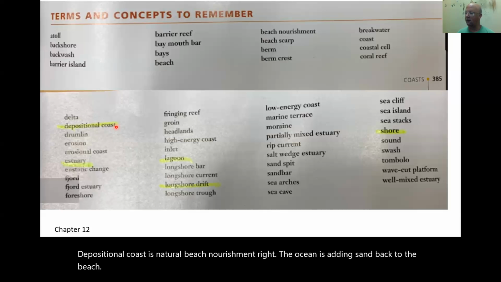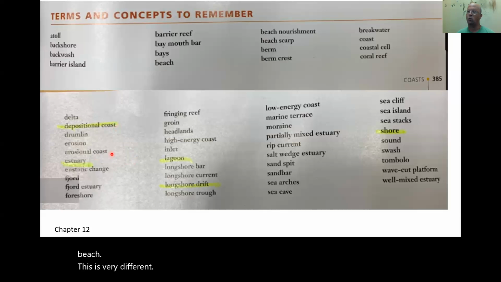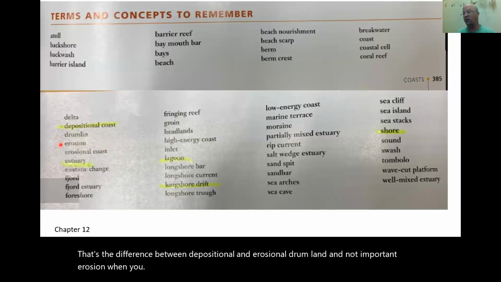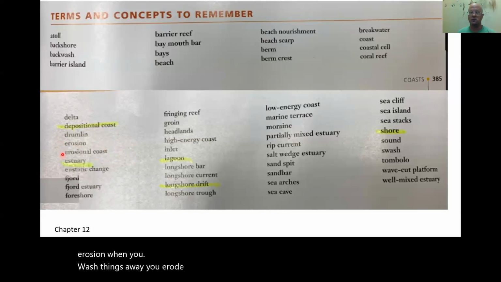This is very different than what's known as an erosional coast. Typically lots of energy, sand is washed away, right? That's the difference between depositional and erosional. Drumlin, not important. Erosion, when you wash things away, you erode things, right? Like an erosional coast, you're losing sand.